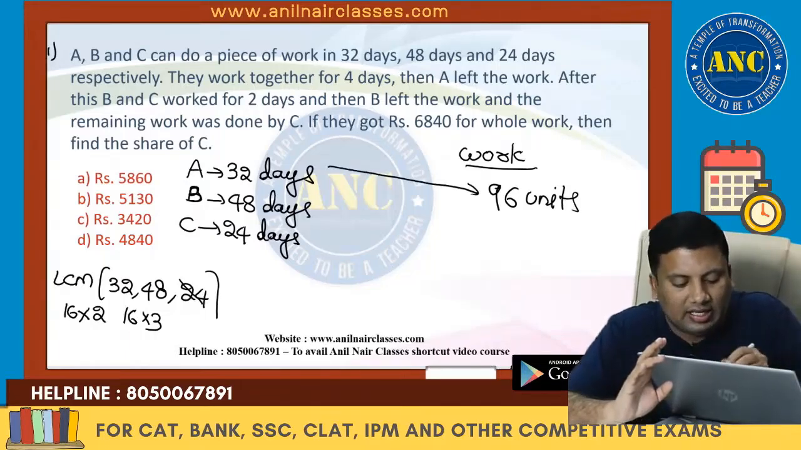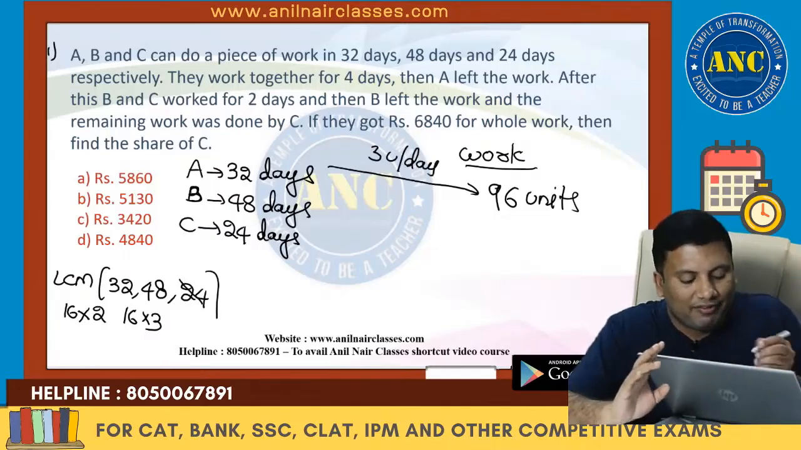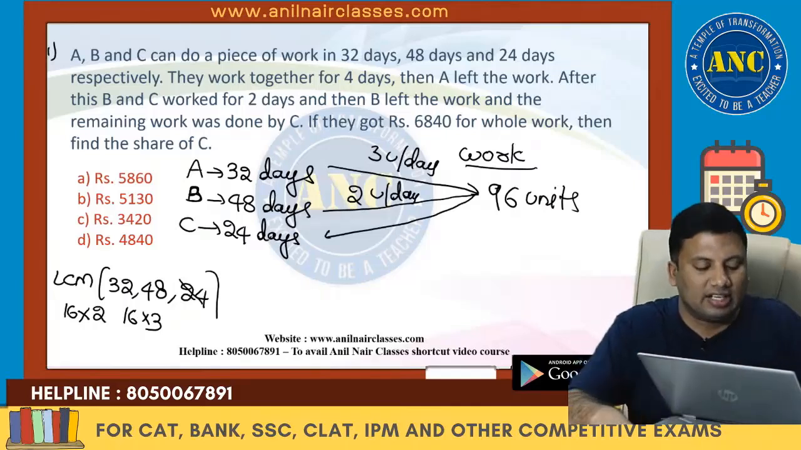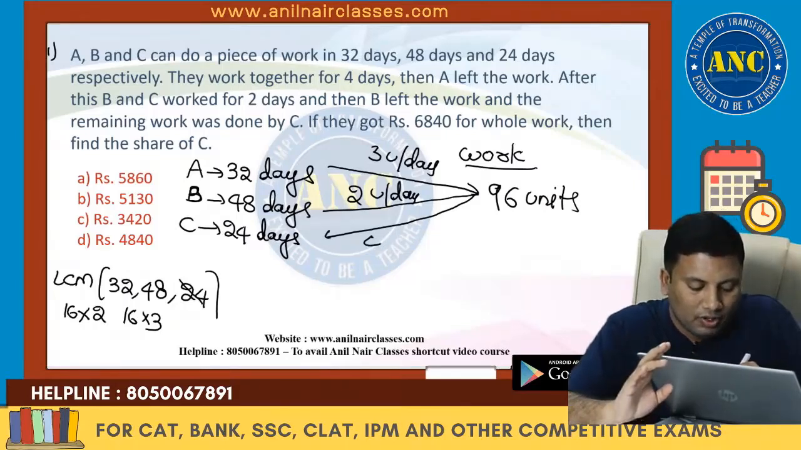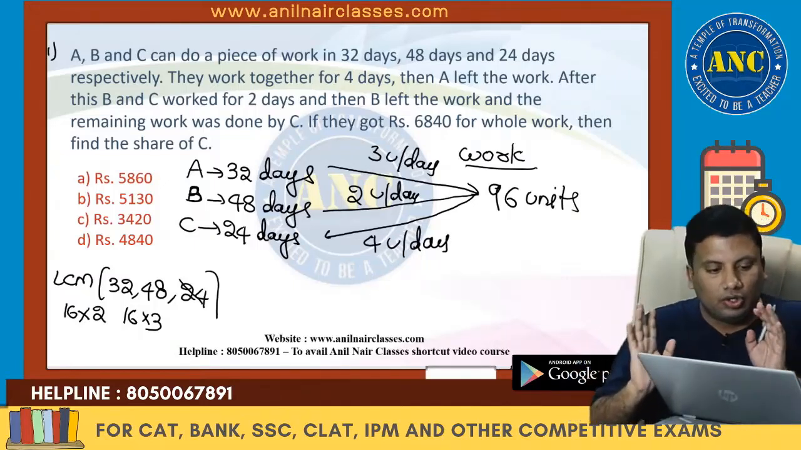32 days, 96 units. So A will do 3 units per day. 48 days, 96 units. B will do 2 units per day. 24 days, 96 units. C will do 4 units per day. Converting days into units per day.